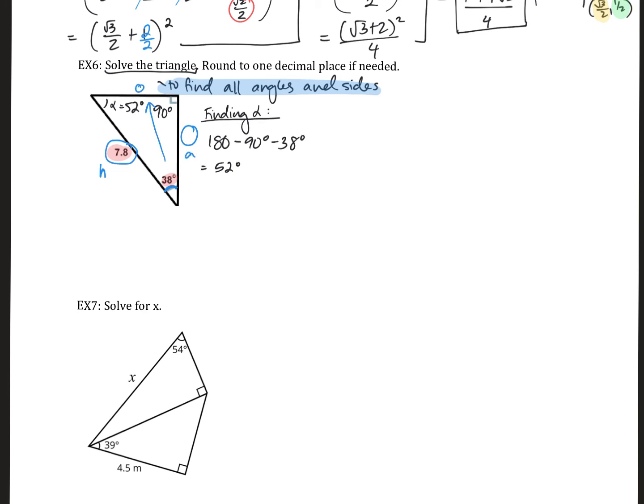Okay, so which trig function uses adjacent and hypotenuse? Let's take a look. SOH-CAH-TOA. Which one has adjacent and hypotenuse in it? The answer is cosine. So let's go ahead and use cosine to find A. So finding, and I called it A.